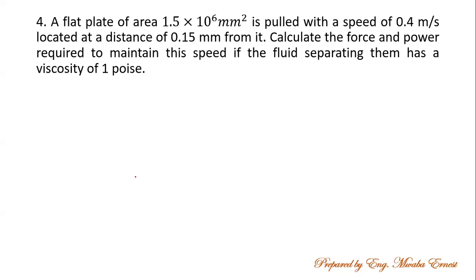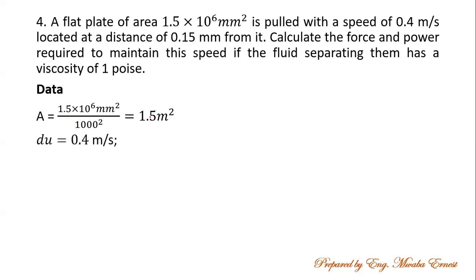We have a plate, area 1.5 by 10 power 6 square millimeters, running at 0.4 meters per second. Then the thickness of the lubricant, 0.15 millimeters. Then we need to find the power, knowing that the viscosity is 1 poise. Data, our area should be converted to square meters. How do you convert from square millimeters to square meters? It's by dividing by 1,000 squared or dividing by 1,000,000. So these cancel out. Then you have 1.5.